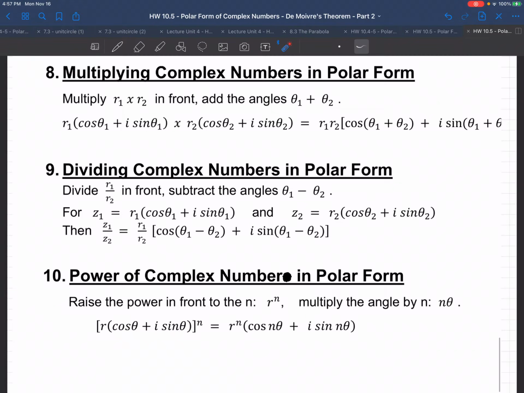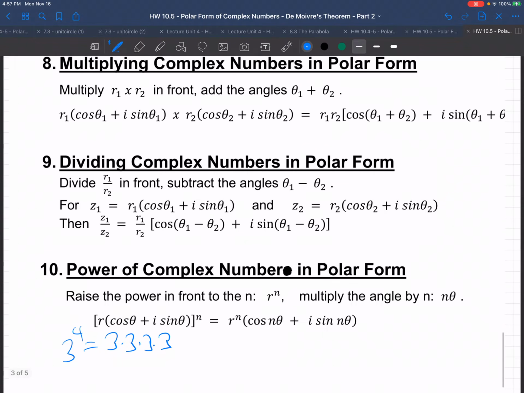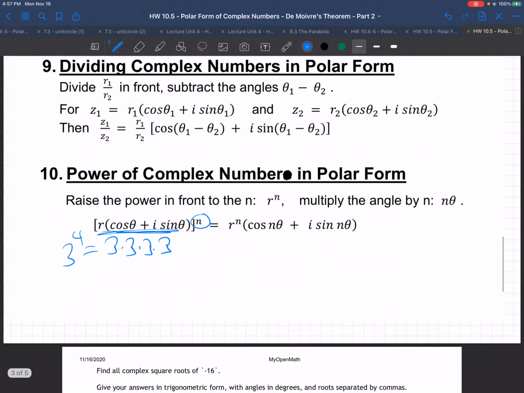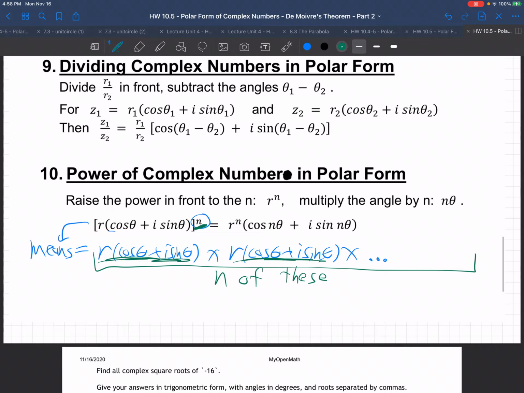Now, why is that? Well, it comes from the fact that, remember what a power is? A power is multiplying. If I go 3 to the 4th, that means 3 times 3 times 3 times 3, 4 times. You know that, right? Power means repeated multiplication. Therefore, nth power means this thing multiplied by itself n times. So it equals r(cos theta plus i sine theta) times another r(cos theta plus i sine theta) times, etc. And there are n of these, right? Raising something to the nth power means multiplying it by itself n times.